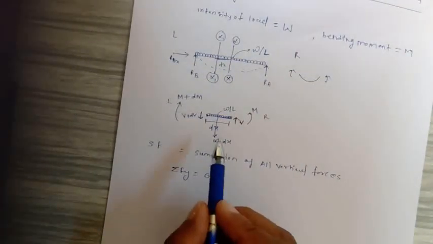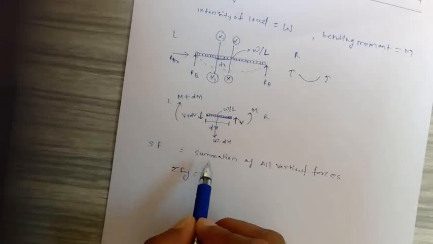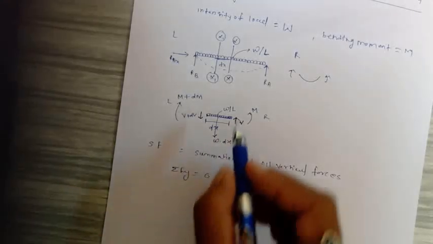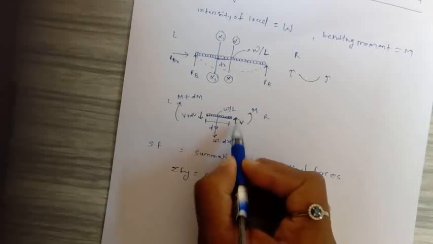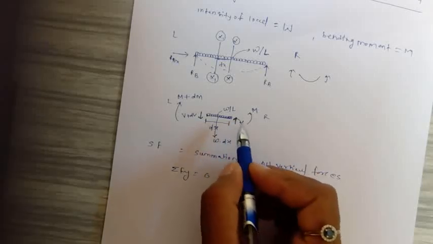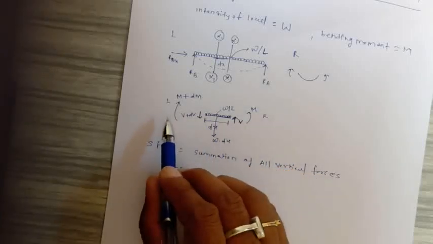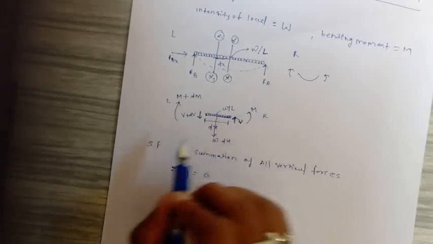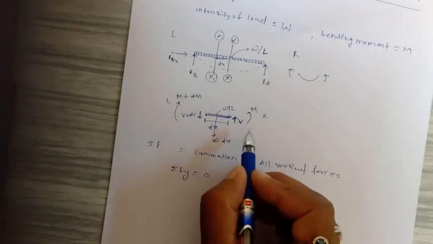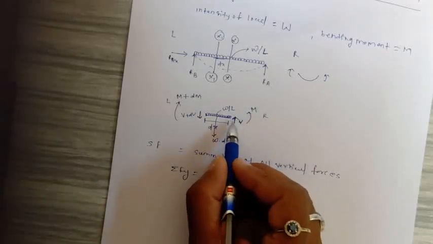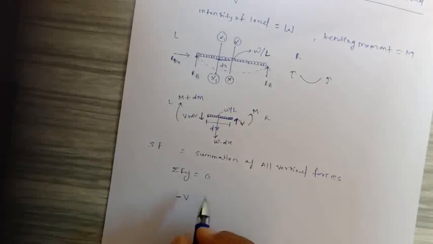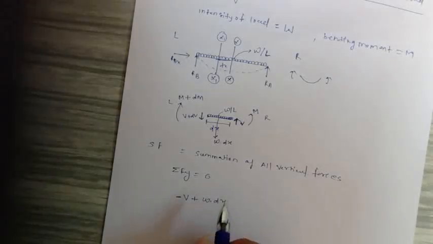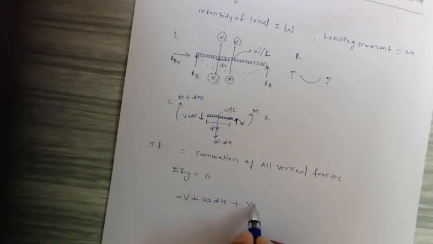Now here we are counting the summation of all vertical forces for the shear force. This is the upward force V, and our sign convention is that when we move right to left, downward force we take as positive, as already discussed in our previous lecture. So downward force is positive and upward force is negative. This upward force we take as negative V, and W into dx is positive because it acts downward, and V plus dV, the shear force, is positive because it is downward.